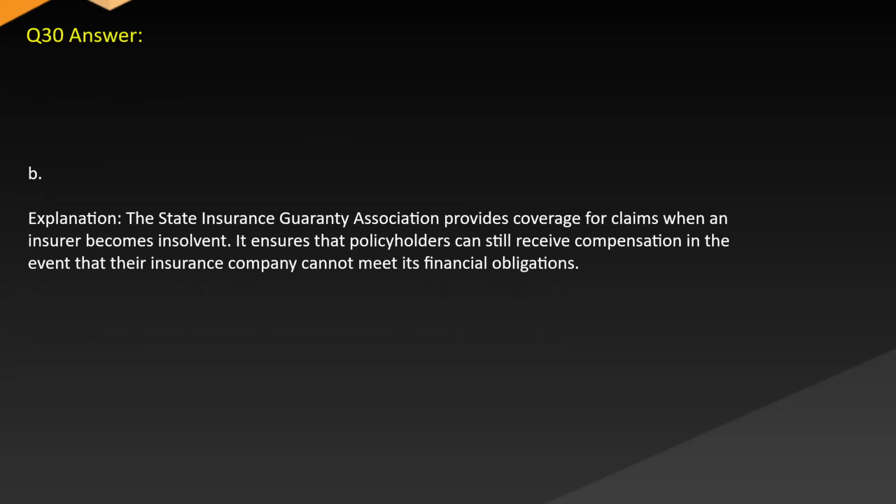Answer B. Explanation. The State Insurance Guarantee Association provides coverage for claims when an insurer becomes insolvent. It ensures that policyholders can still receive compensation in the event that their insurance company cannot meet its financial obligations.